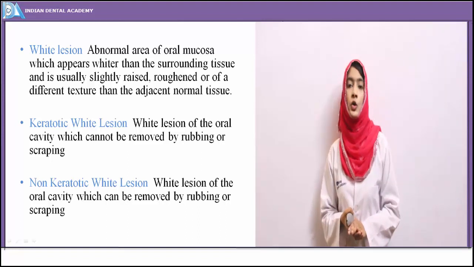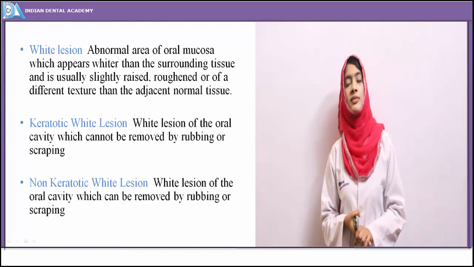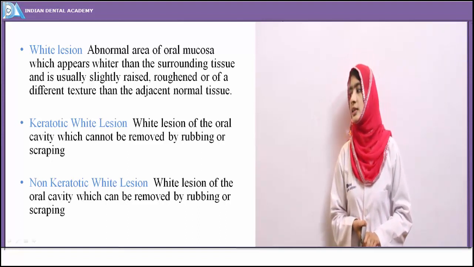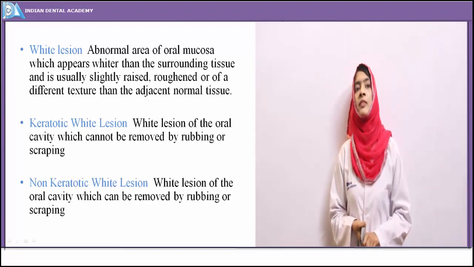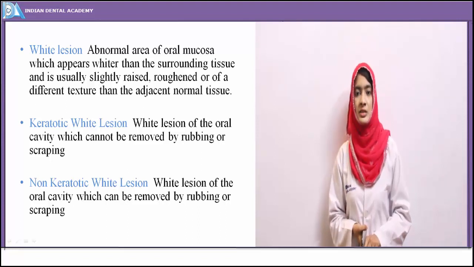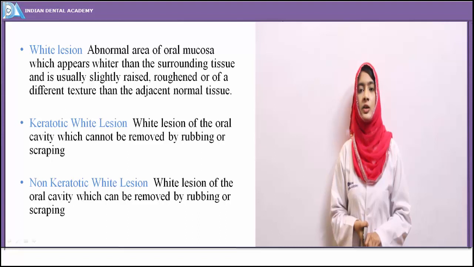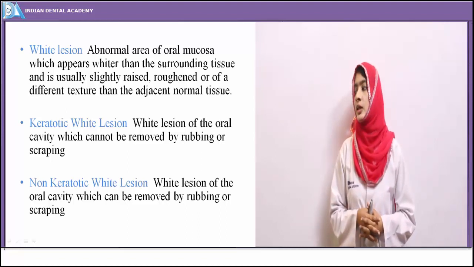Keratotic white lesions are the white lesions of oral mucosa which cannot be removed by scrubbing or scraping. Lichen planus is one characteristic keratotic white lesion. Lichen planus cannot be removed by scraping.